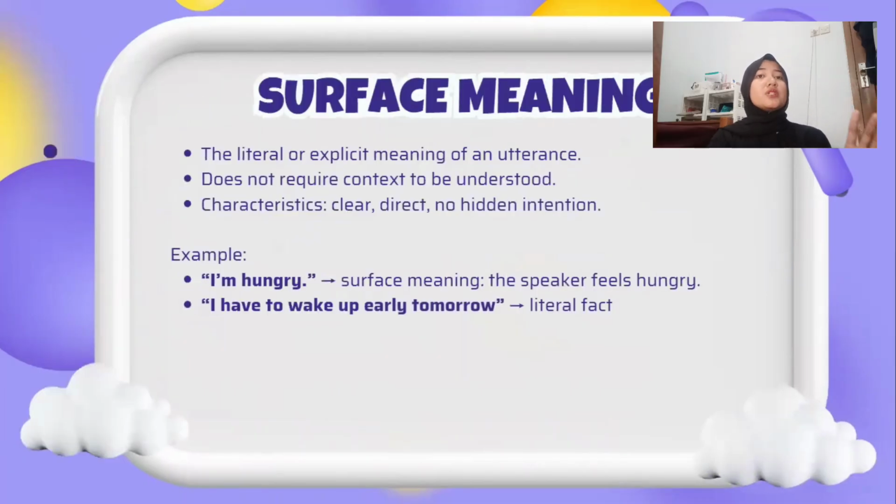Surface meaning is the literal or explicit meaning of an utterance. It doesn't require context to be understood, and its characteristics are clear, direct, and no hidden intention. The example is when someone says, "I'm hungry." The surface meaning is that the speaker really feels hungry. And then when someone says, like the previous sentence, "I have to wake up early tomorrow," it has no implicit meaning because it's a literal fact.